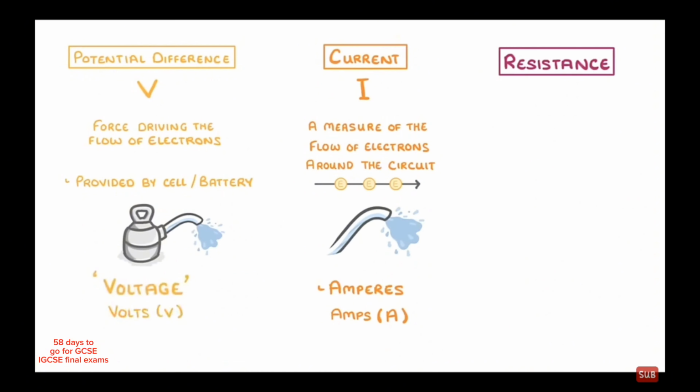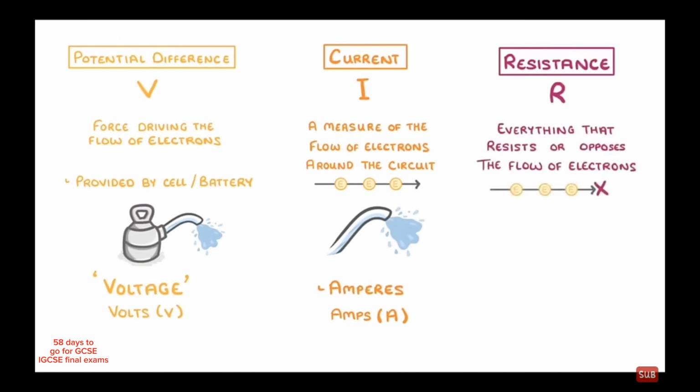Finally, resistance, R, is exactly what the name suggests. It's everything that resists or opposes the flow of electrons, similar to a partial blockage in our pipe example, and is measured in ohms.